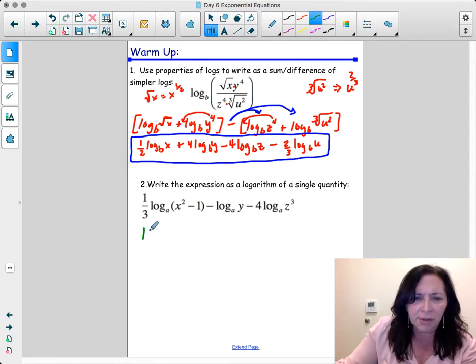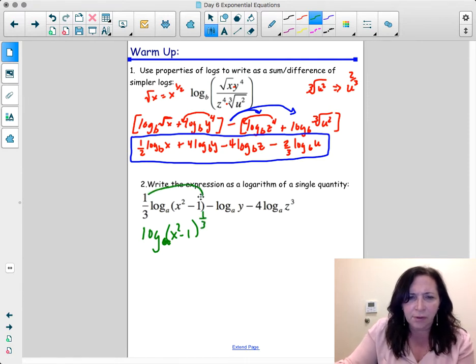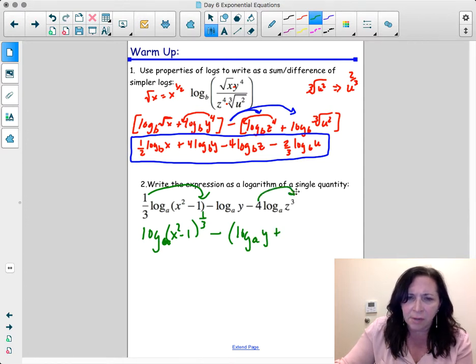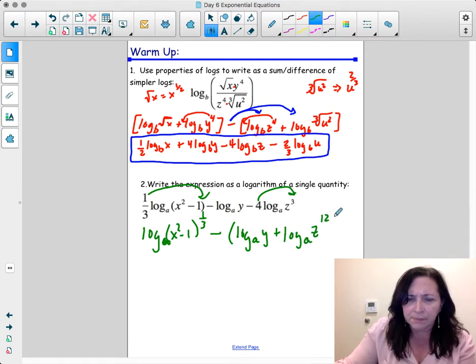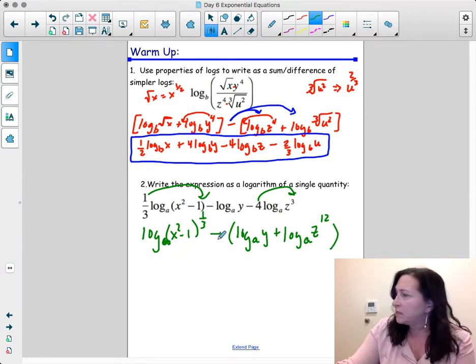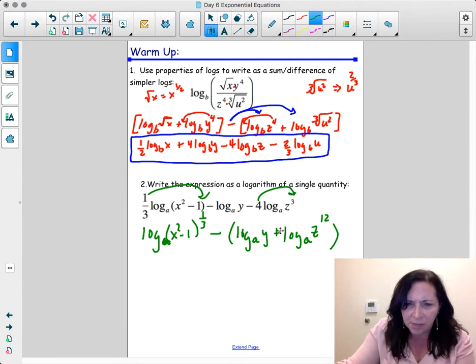So basically, you're going to say log base a of x squared minus 1, and that's this quantity to the 1/3 power. That's this 1/3 coming back up here. And I'm going to subtract this log base a of y plus, and the 4 is going to come up here, plus log base a of z to the 12th power. So see this minus sign, what that's doing is going to be a division. This plus is going to be a times.